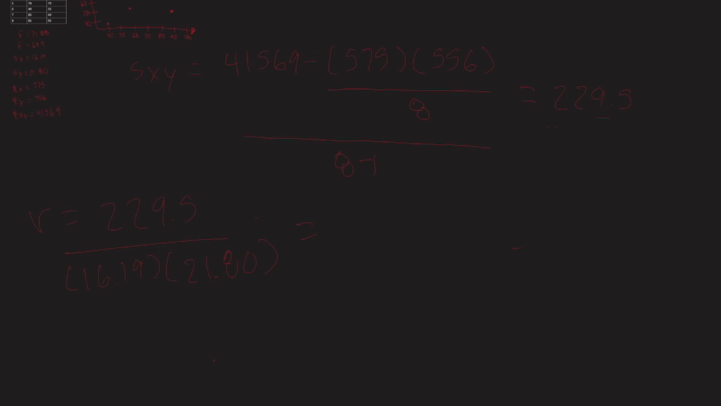After that, we need to find the slope. The slope is equal to b, which in this case is 0.65, times standard deviation of y, which is 21.80, over 16.19. Plug that into our calculators once again, and we will be getting 0.88.